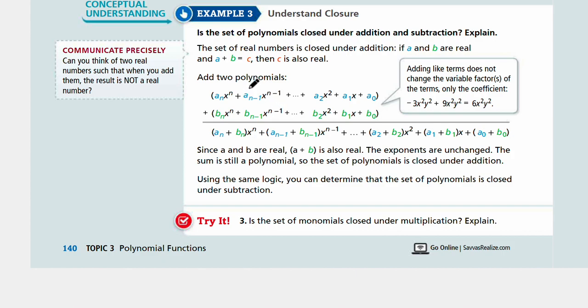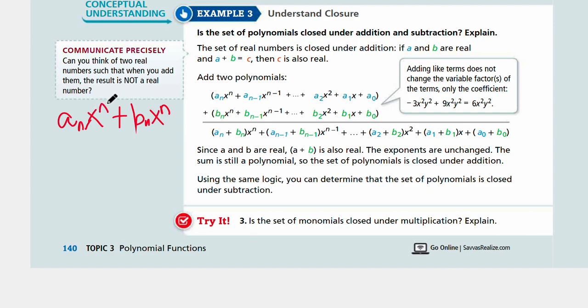So if we add them, the first term will just be a sub n plus b sub n times x to the nth power, right? Because they're going to be like terms. So a sub n, whatever it is, could be 1, it could be 2, it could be root 2. We don't know, but it's a real number. If a sub n is 1 and b sub n is 2, then 1 plus 2 is 3, so we get 3 times x to the nth power, right?